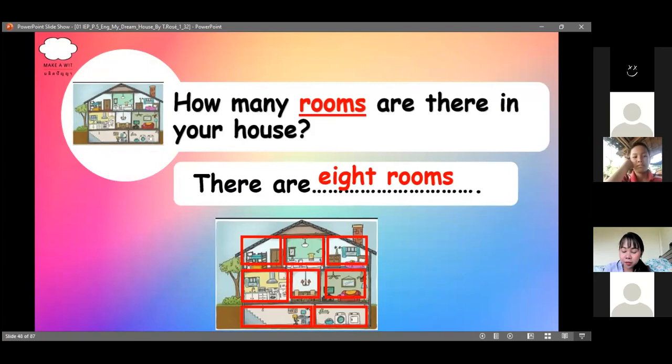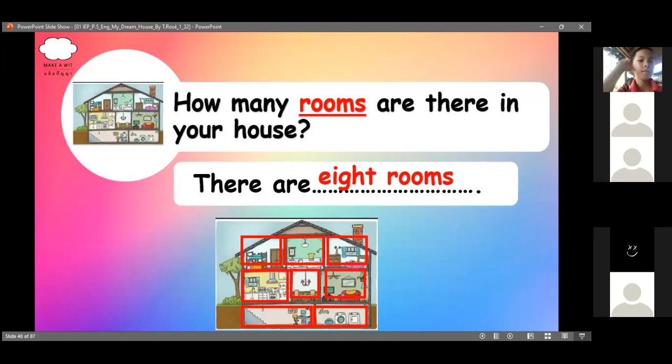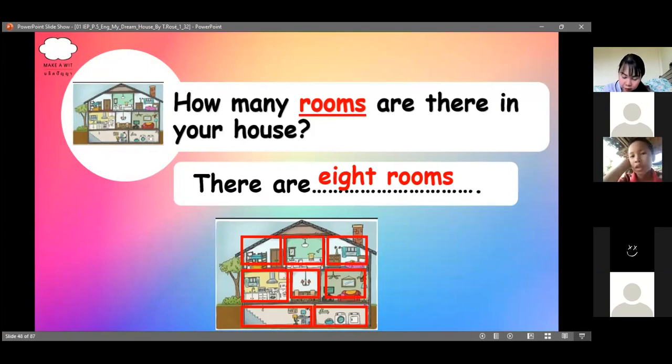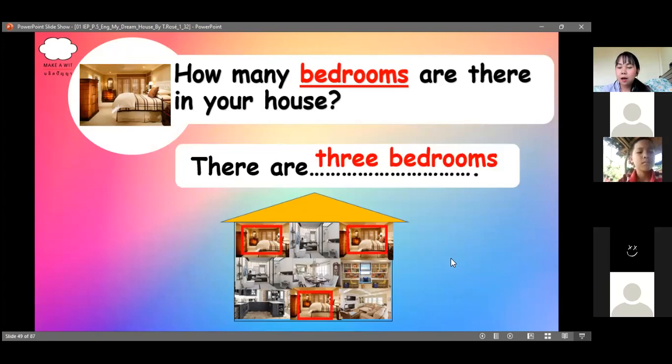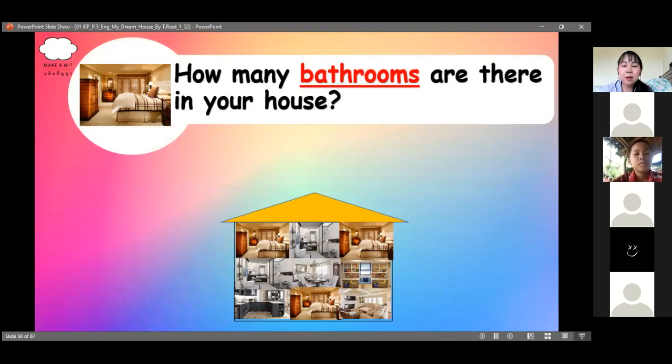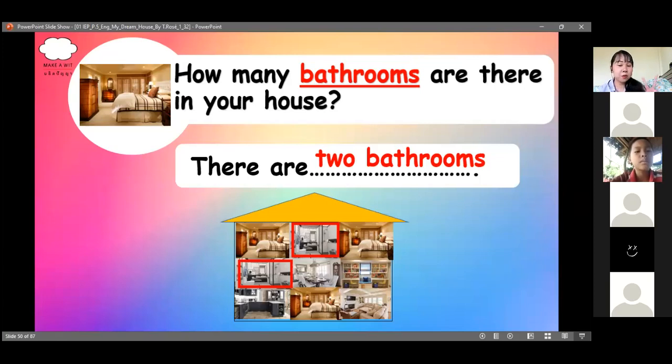There are eight rooms. What is your name? Nong Pang. All right. Good job. Next question. How many bedrooms are there in your house? There are three bedrooms. Don't forget the S. Three bedrooms. All right. Next one. How many bathrooms are there in your house? There are two bathrooms. Good job. What is your name? Nong Pang, Ang Pao, and Kao Pao.